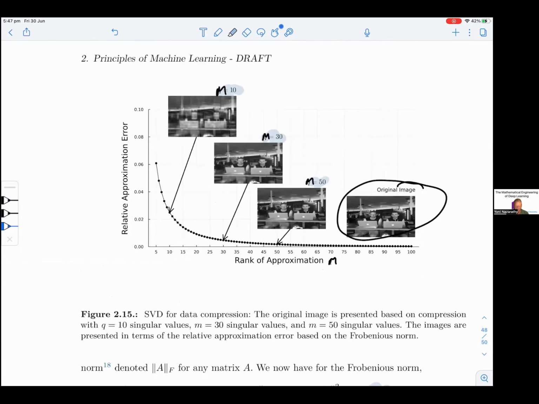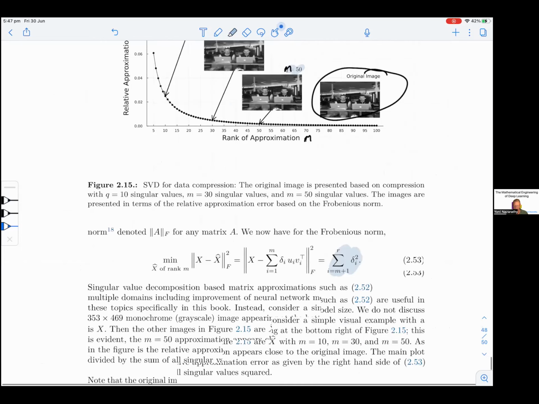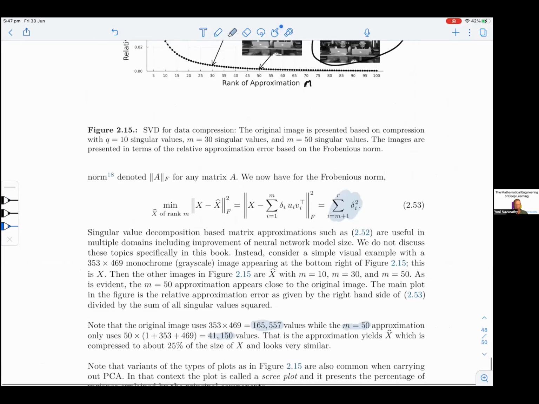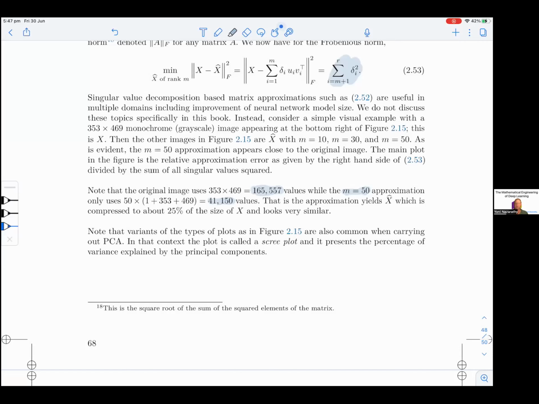Note that variants of the types of plots in 2.15 are also common when carrying out PCA. In that context, the plot is called a scree plot, and it presents a percentage of variance explained by principal components.